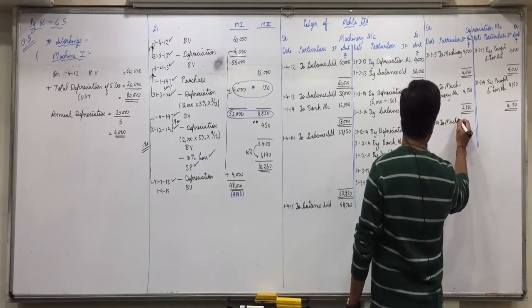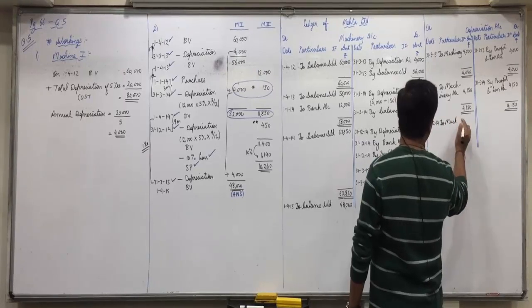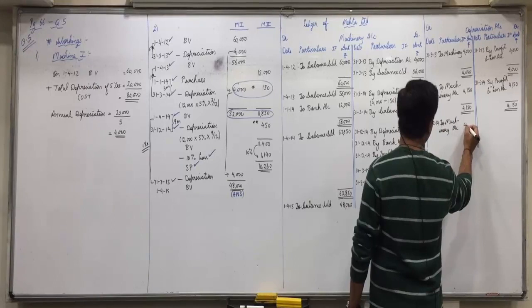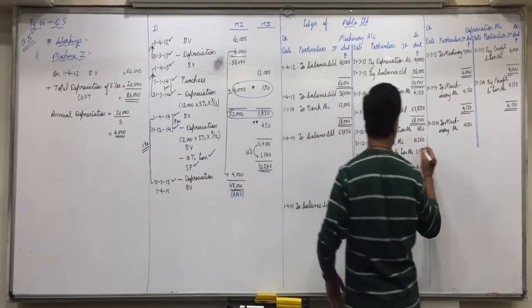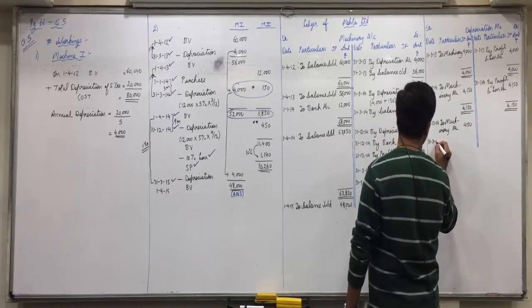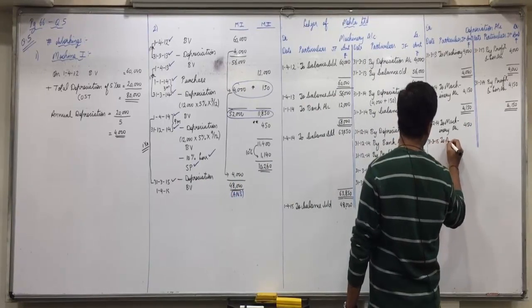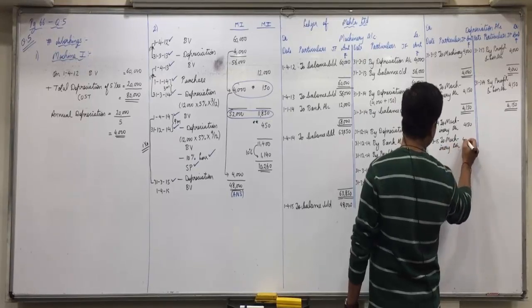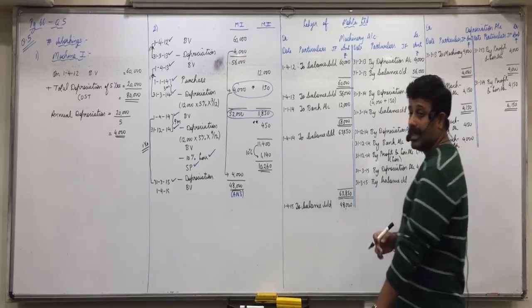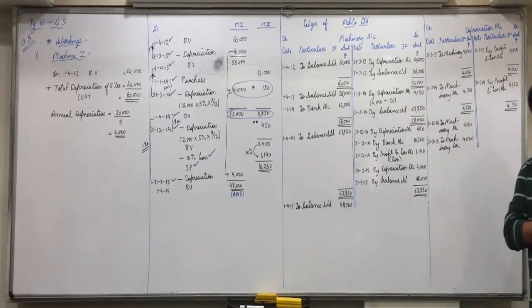Okay, on 31/12/14, to machinery account 450, and again on 31/3/15, to machinery account 4,000. Any confusion with this? Two entries on the debit side?